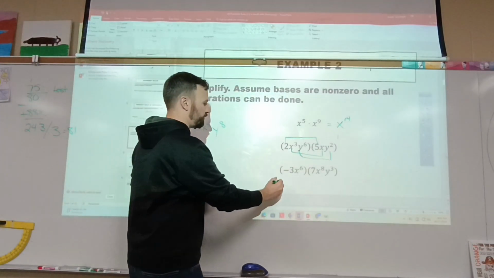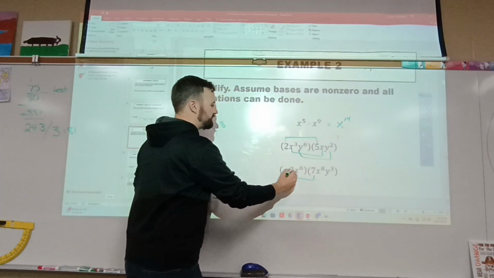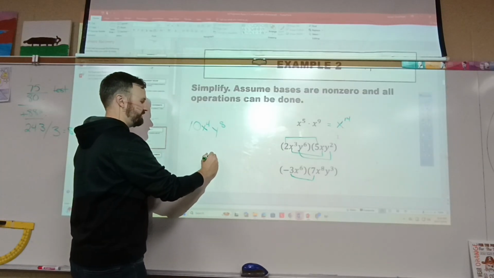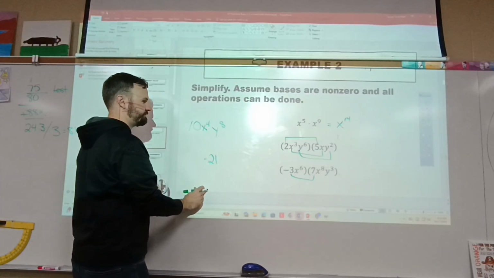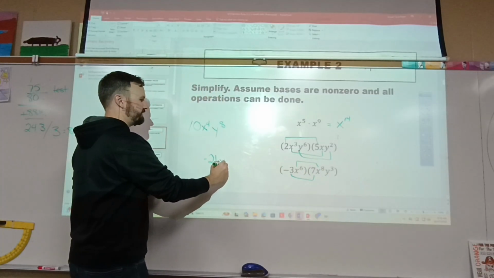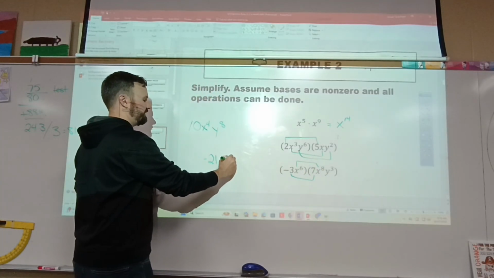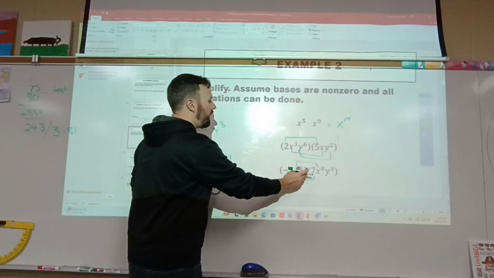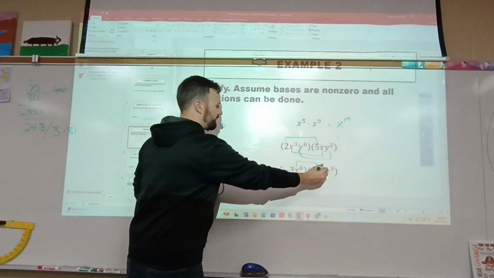Let's do one more for fun. Negative 3 times 7 is negative 21. Add my exponents here. We get x to the 14. Oh no, there's no y. That's fine. It's fine.